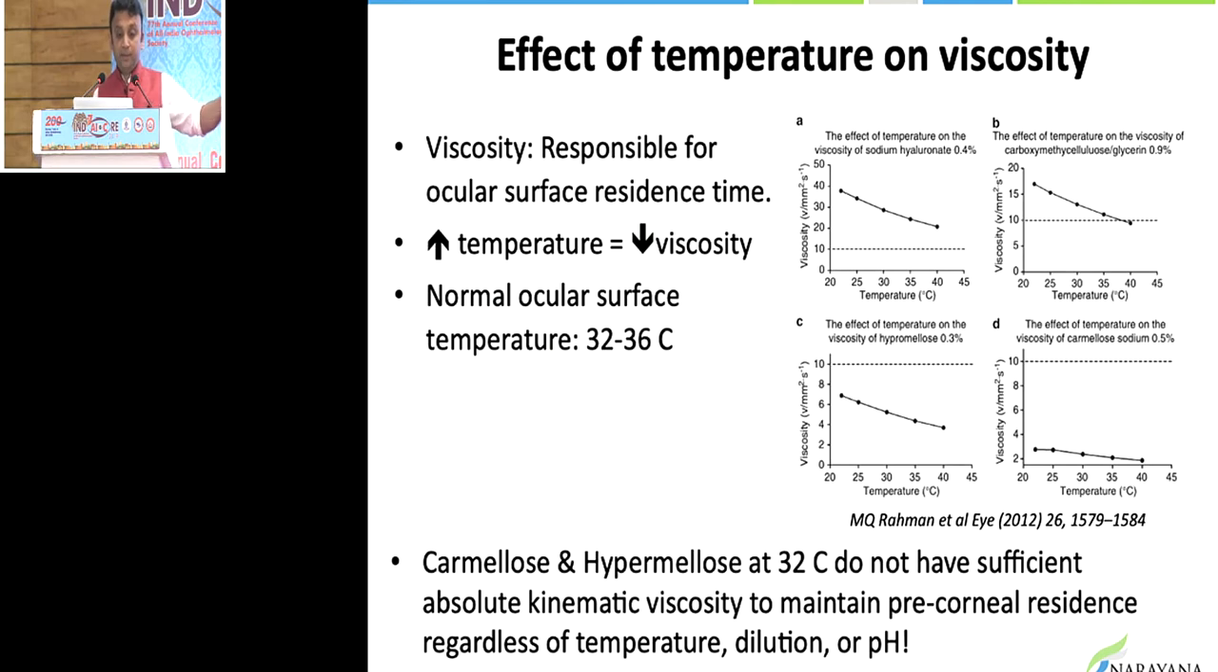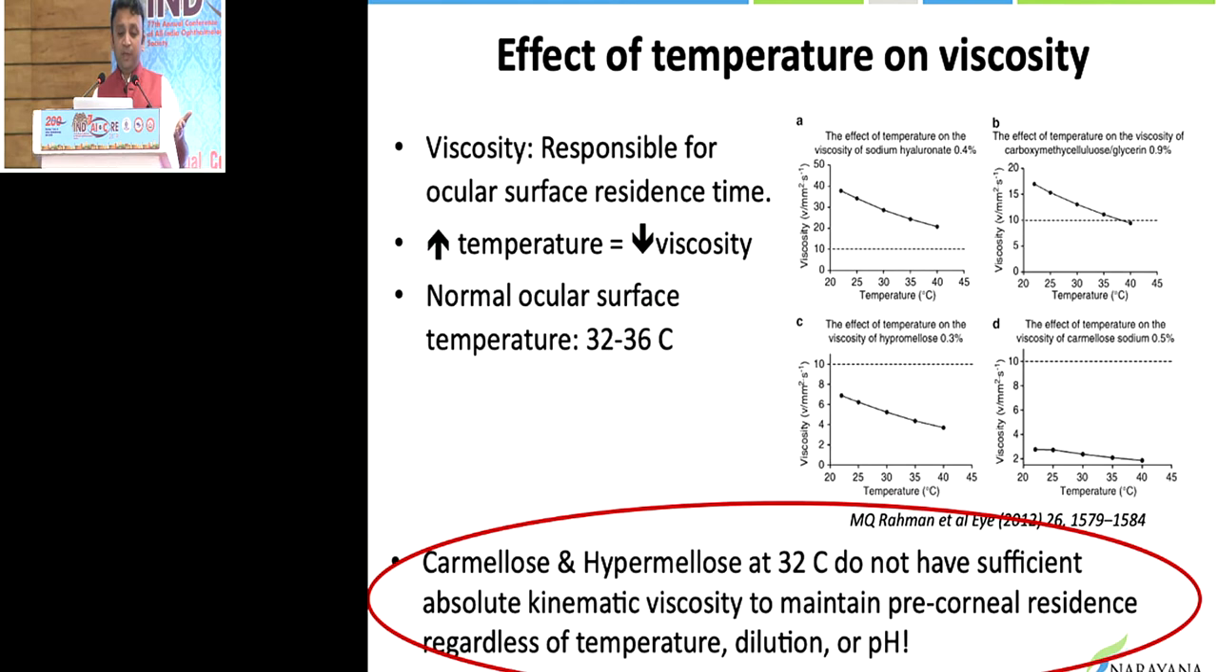Again, talking about ocular surface resident time and temperature. Temperature reduces viscosity. And with reduced viscosity, ocular surface resident time reduces. So in a country like ours, where the temperature can be quite high, again, the frequency has to be higher. And some of the medications like hypromellose, carmellose, and all those things, at normal temperature also, they do not have enough viscosity. At normal pH also, they do not have enough viscosity.